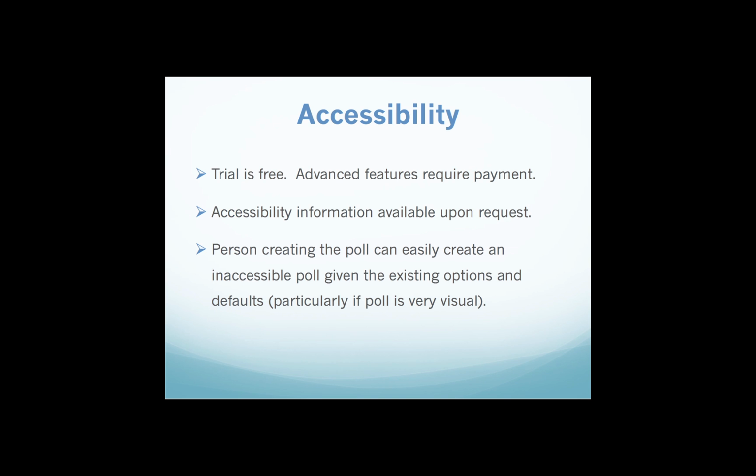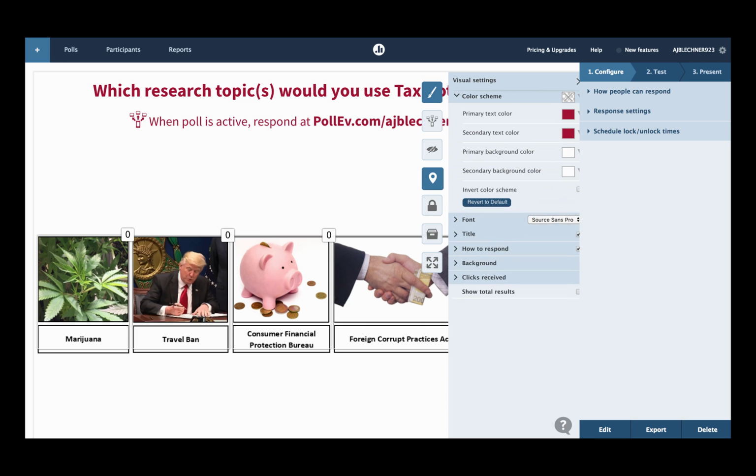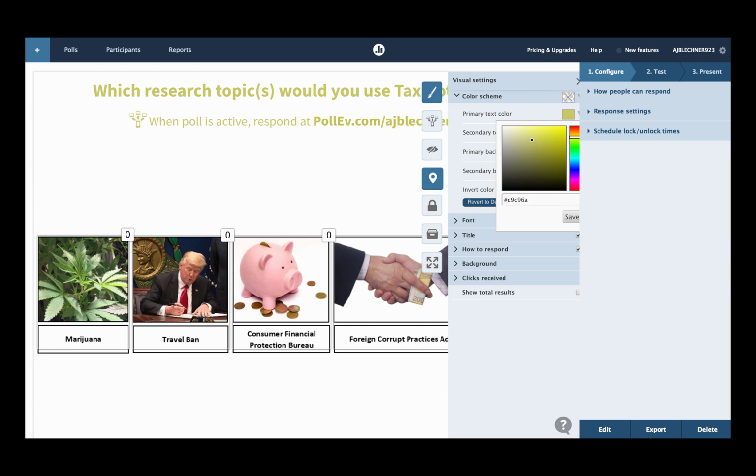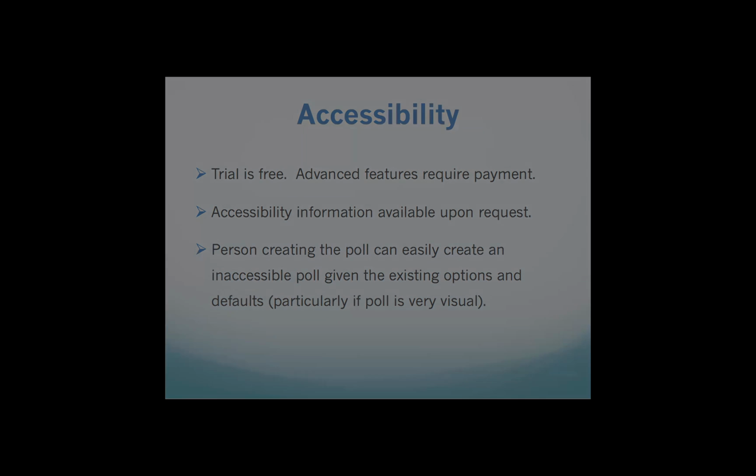When introducing new tools into the classroom, it's always important to take accessibility into account. Some accessibility considerations with Poll Everywhere are that, as a designer, you can very easily create an inaccessible poll. At the very least, make sure you provide text descriptions for images and that your color contrast is high. On request, Poll Everywhere will provide a copy of their voluntary product accessibility template, which can provide some additional insight into the product's accessibility, but more research should be done.